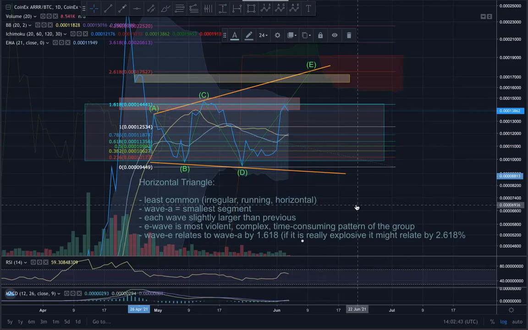All right. Then here's that idea: wave E relates to wave A by 1.618. However, look at what I found. Here's the other thing: in the non-limiting expanding triangles, it isn't 1.618, it is a 2.618 relationship. That's why I thought at first it was non-limiting. But when we did the apex test, where we tested the apex and the time, it turned out it's limiting, and that gave me the 1.618. So I thought, well, here's another argument for why it's not an expanding triangle. But now we see that if it's really explosive, it might relate by 2.618.